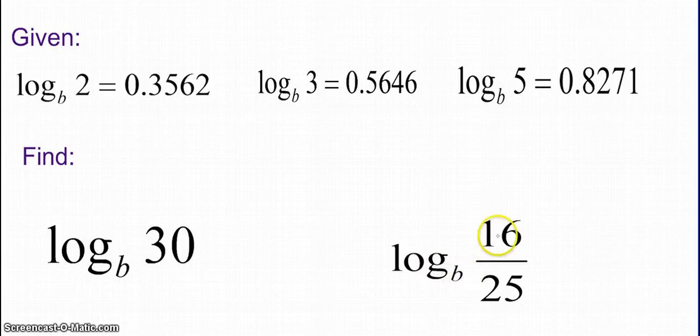Also, you're going to do log base b of 16 over 25. So pause the video and do both of those.